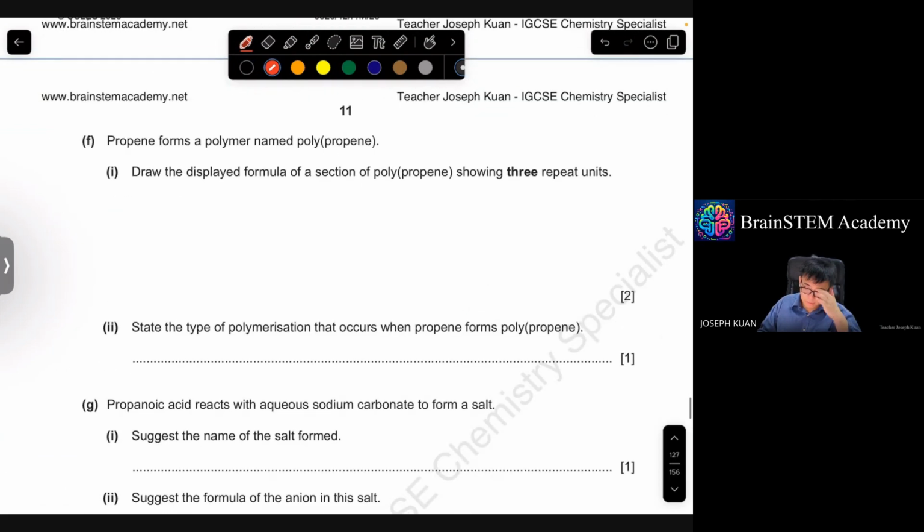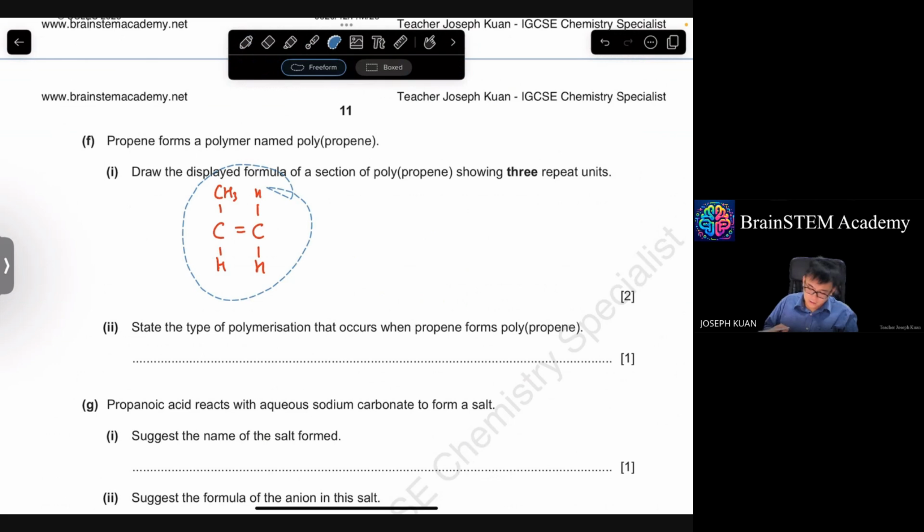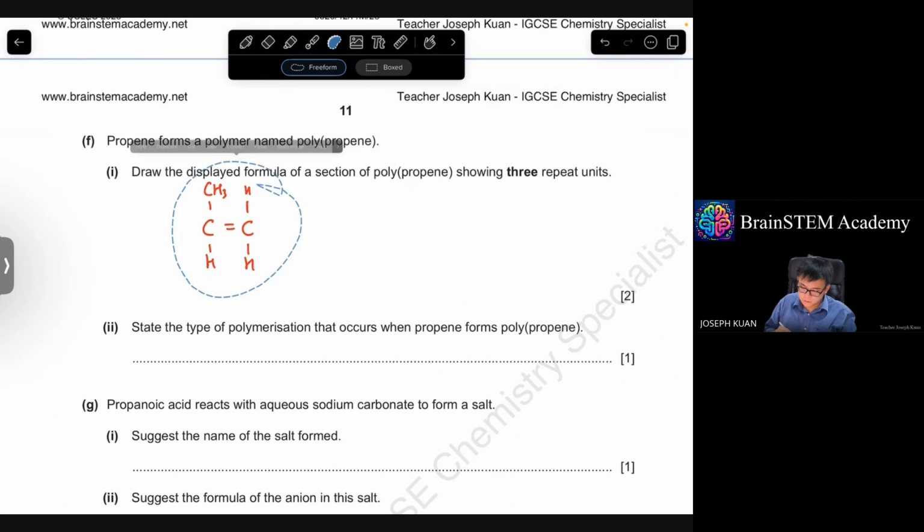Next, propene forms a polymer named polypropylene. Draw the displayed formula of a section of polypropylene showing 3 repeating units. Okay, so you need to know propene, which is a 3-carbon alkene. It undergoes addition polymerization, using this as your building block.